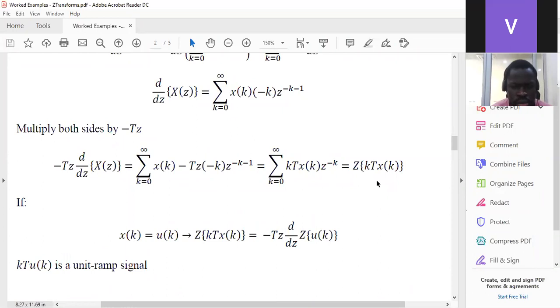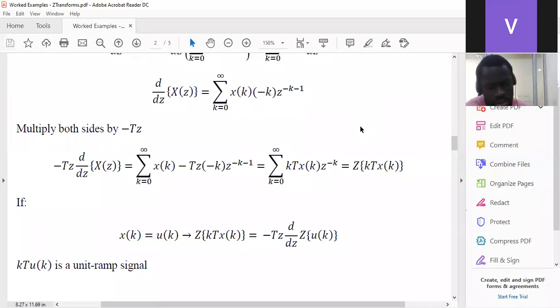Okay, somebody asked that, but why is x of k equal to u of k? So the reason why we just made x of k to be equal to u of k is because when you differentiate u of k, which is the unit step, you are going to get the unit ramp. So we are just saying that let x of k be equal to u of k.